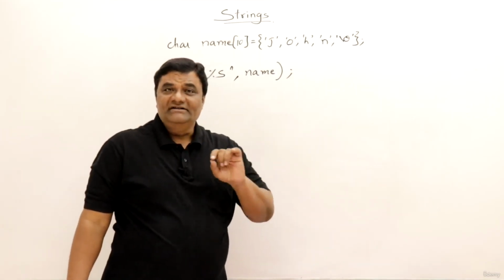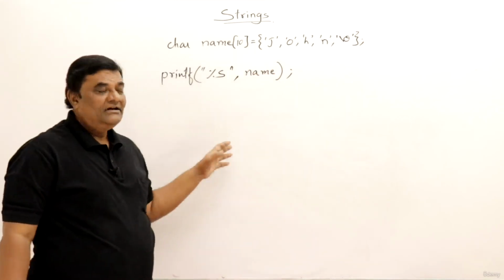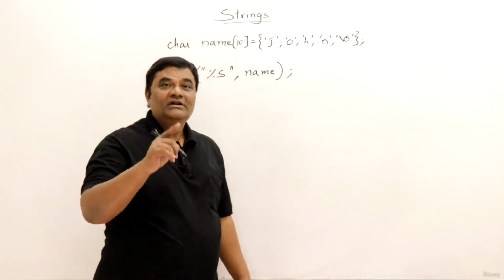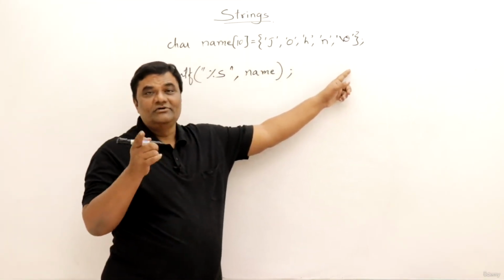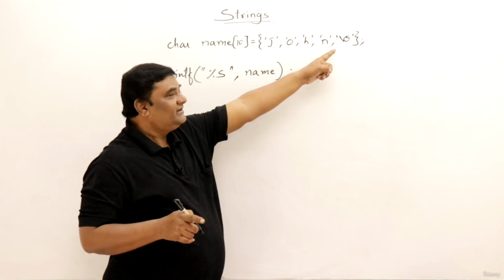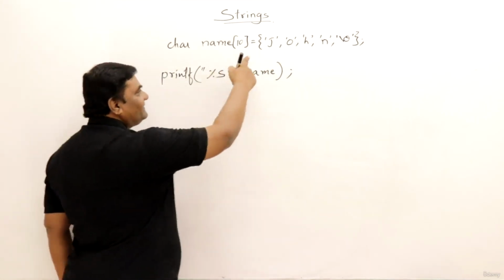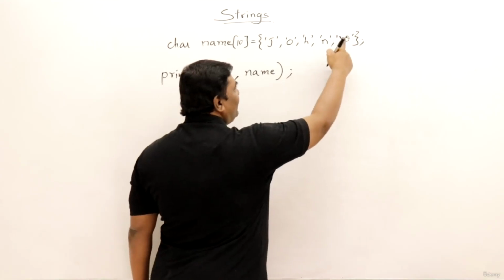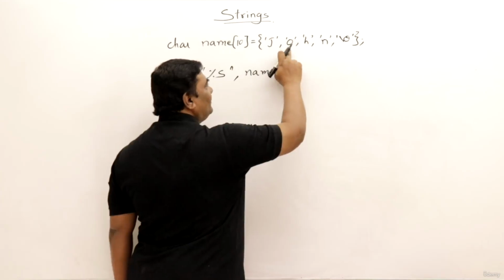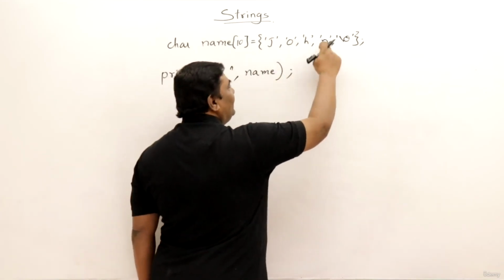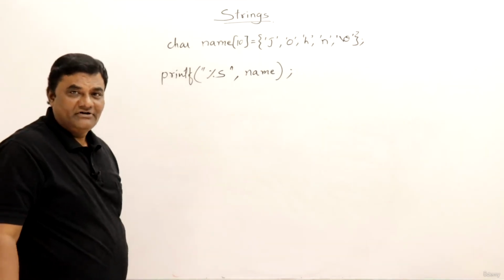It is not possible for any other type of array. Remember this, it's not for integer or float, where you just give the name and it displays the entire array. No. Here printf knows till where it has to print the alphabets, because it will keep printing the alphabets on the screen until it finds \0, right? So this will print the complete name and stop when it reaches \0. It will print first J, then O, then H, then N, then \0, it will stop. So that's how printf works.